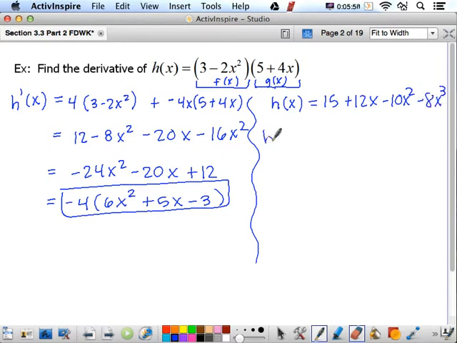Then we would apply the power rule. We'd have h prime of x equals 0 plus 12 minus 20x minus 24x squared. Isn't that the same thing we got before? And then we could rewrite that in descending powers of our x's and factor out a negative 4. So you'll get the same thing.